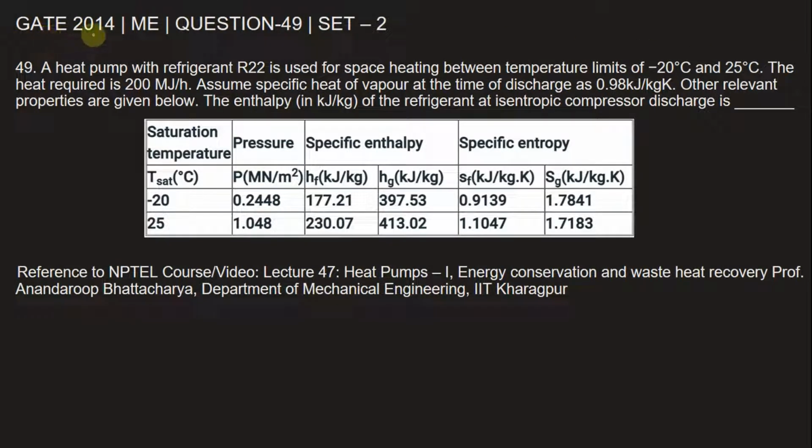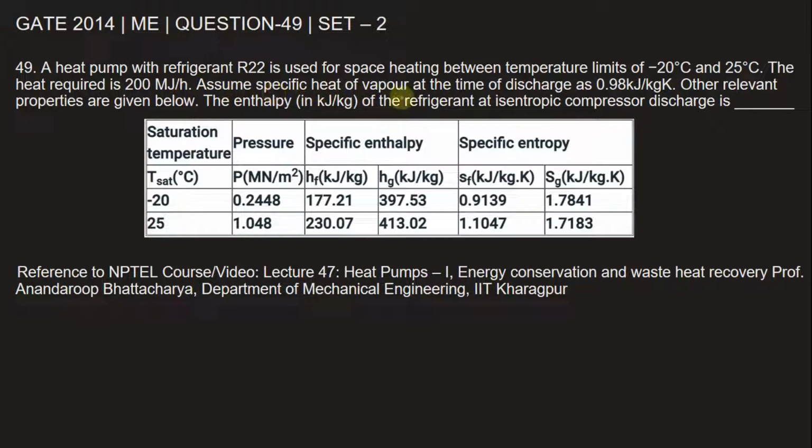This question is from GATE Mechanical Engineering of 2014. This is question number 49 of set 2. The question is, a heat pump with refrigerant R22 is used for space heating between temperature limits of -20 degrees Celsius and 25 degrees Celsius. The heat required is 200 megajoule per hour.